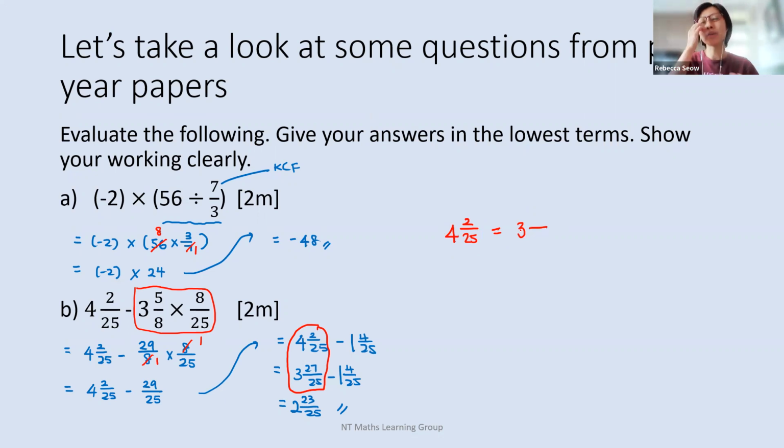Now, what happens to that 1 whole that I have taken away from the 4? I added it to 2 out of 25. So 1 whole makes 25 out of 25. I add 2 out of 25, I get 27 out of 25. Okay, in other words, if I were to take the numerator and denominator of the fraction, I add them together, this will be my new numerator. And that is how I regroup.